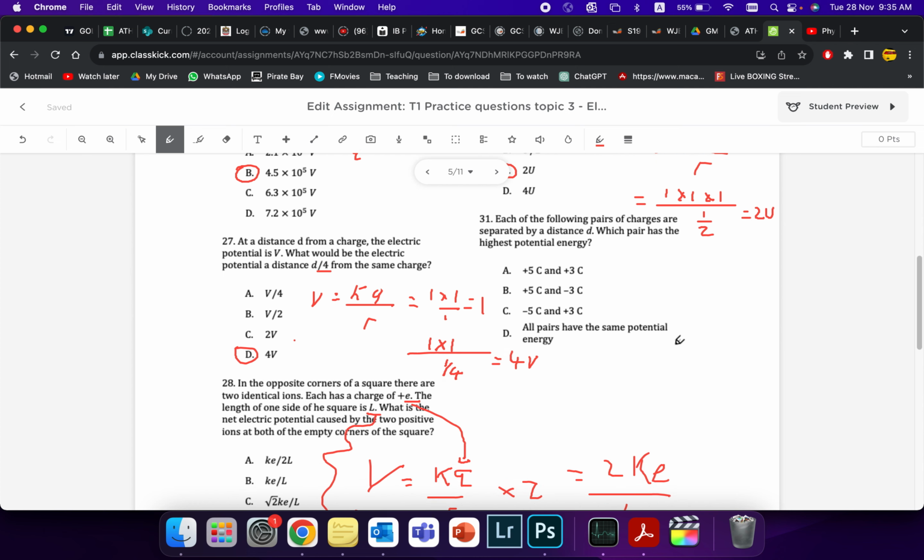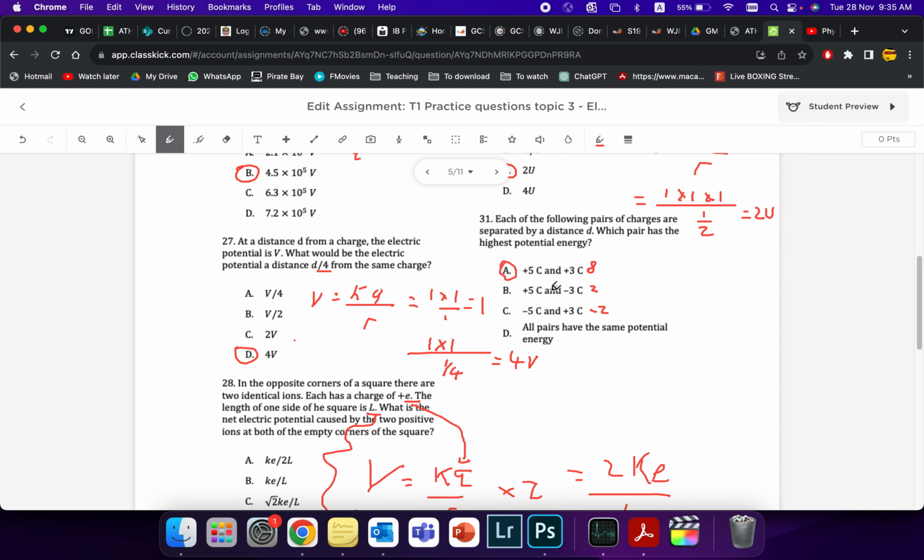Each of the following pairs of charges has this distance. Which one has the highest potential energy? You can actually just check the difference between Q1 and Q2. These two are both positive, so you'll add. These two are negative, so you'll subtract. These two are also opposite, so you will subtract. You can clearly see this will be a difference of 8. This one has a difference of 2, and that is also a minus 2, but yes, a difference of 2. So the highest energy will be between these two, which makes sense because they don't like each other. They are both going to repel.